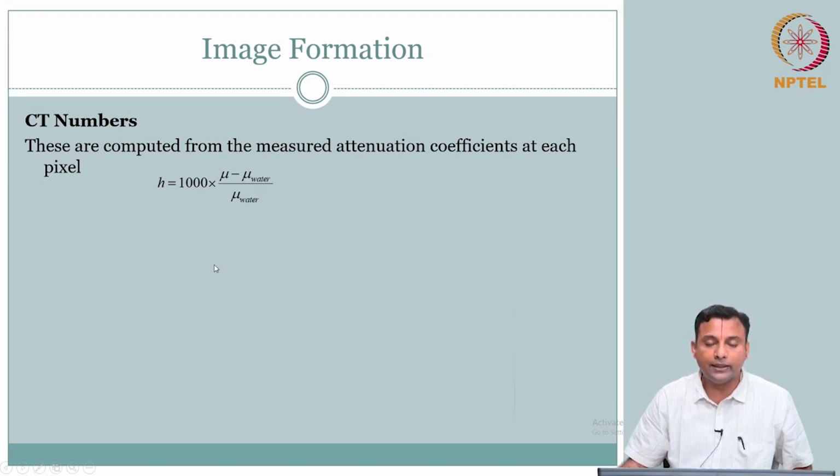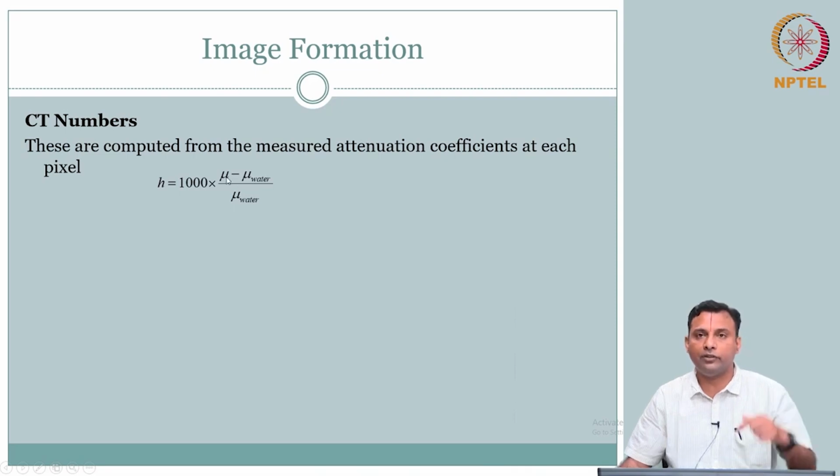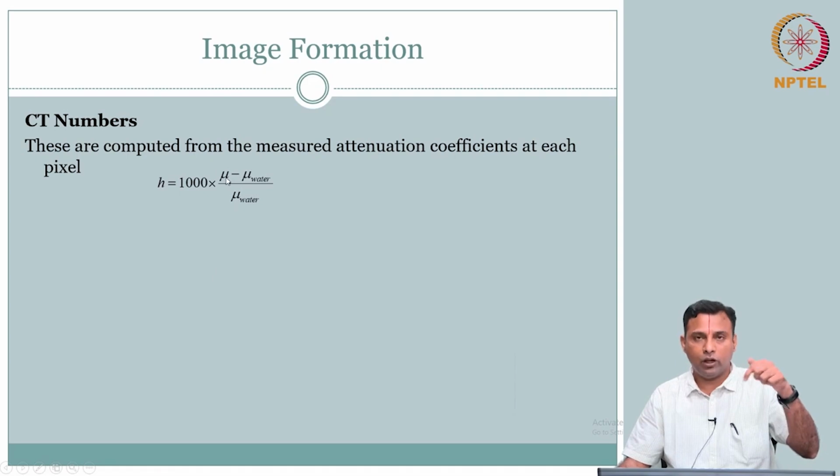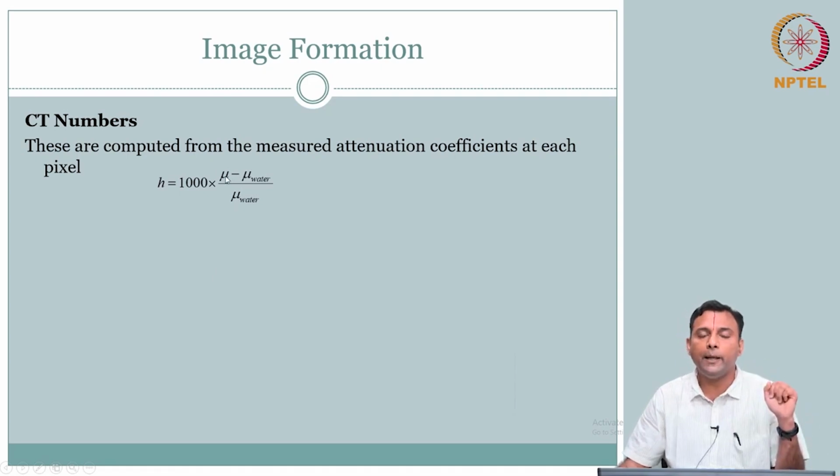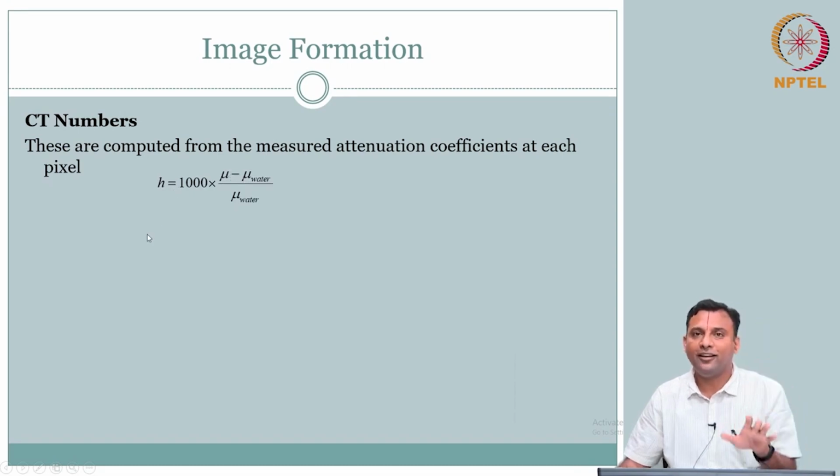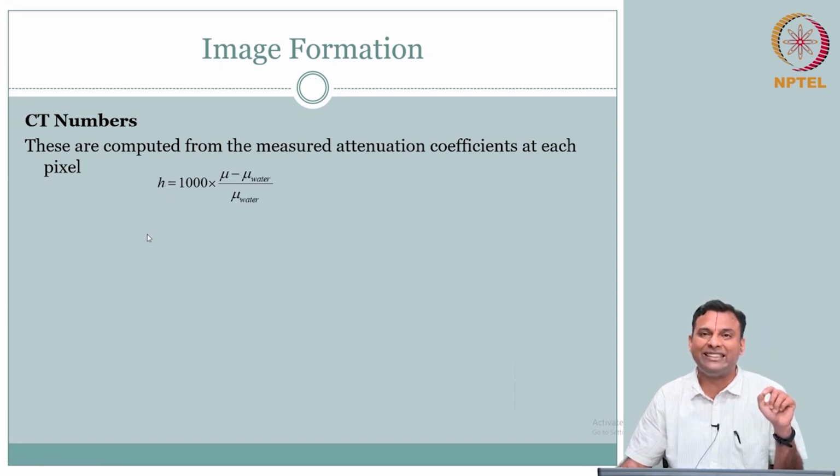And what you quickly see is, if that location had water along the path, your mu will be mu water minus mu water, so that is going to be 0. So your H, your CT number or the pixel value, will be 0 if you have water.